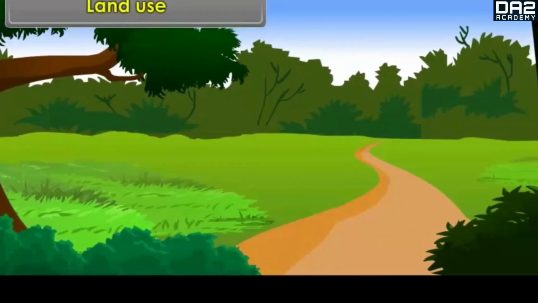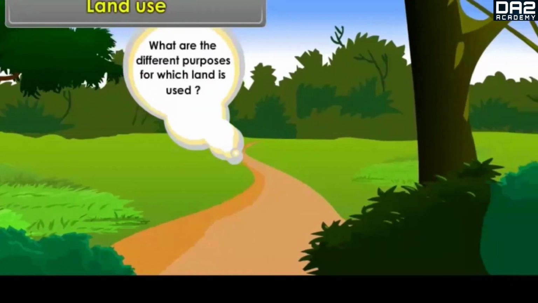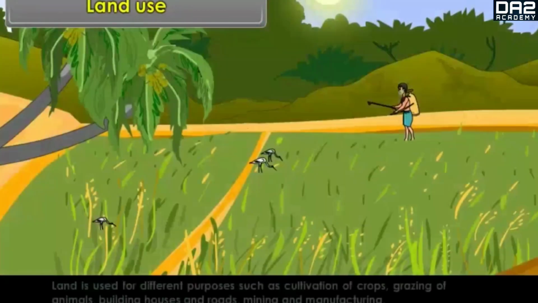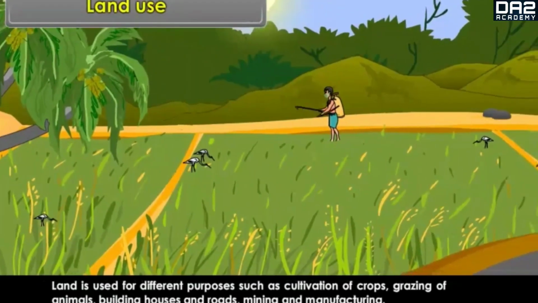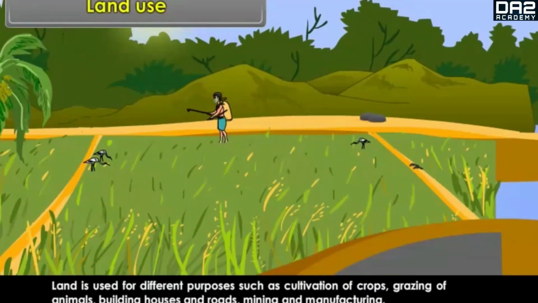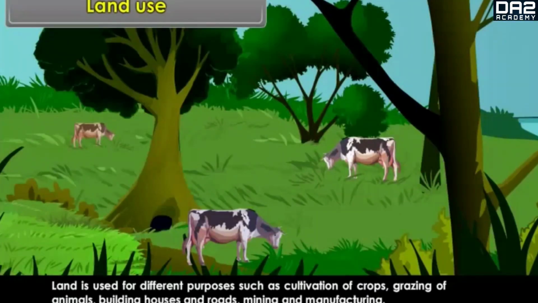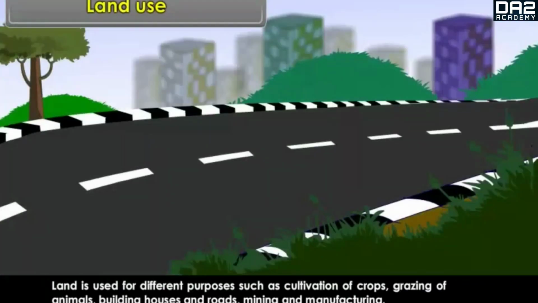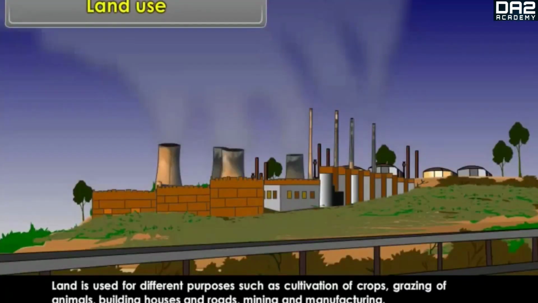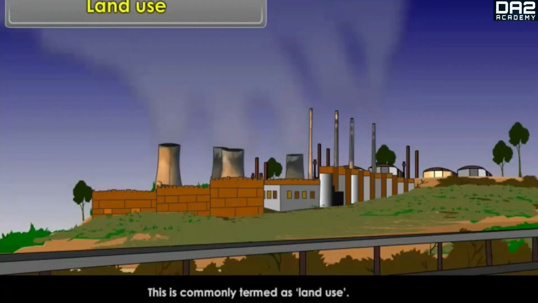Land use. What are the different purposes for which land is used? Land is used for different purposes such as cultivation of crops, grazing of animals, building houses and roads, mining and manufacturing. This is commonly termed as land use.